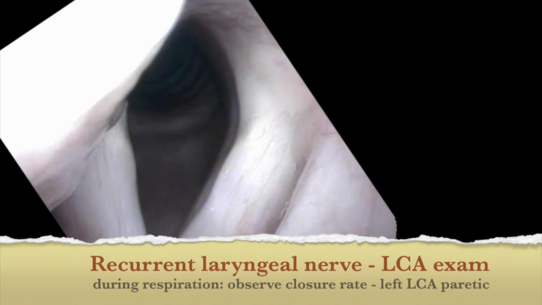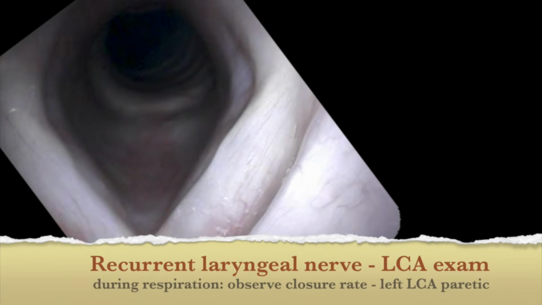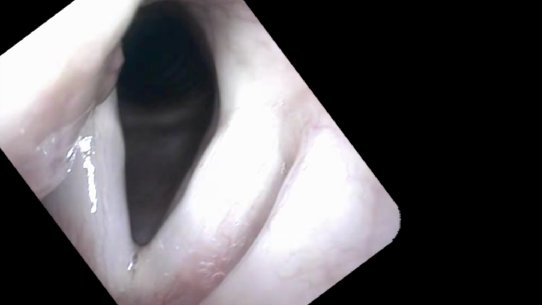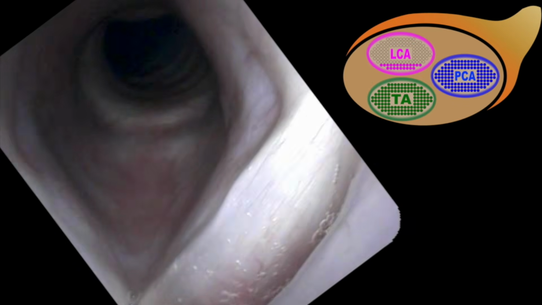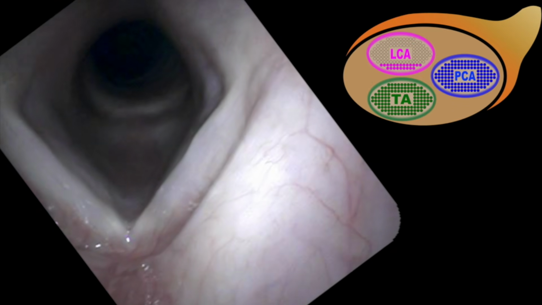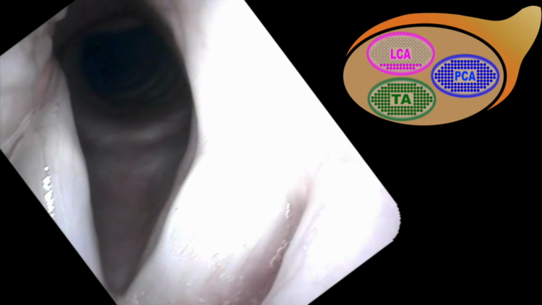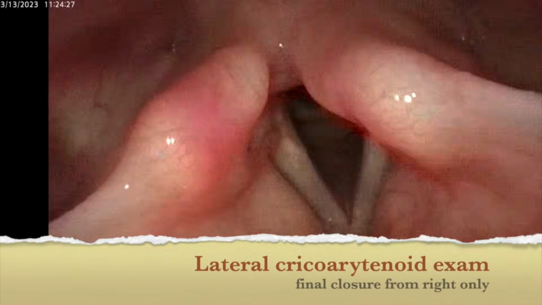And we'll watch the same person here during respiration, and I think sometimes it's even more apparent because there's less stimulation from the nerve here, and we can see the difference in closure during expiration. This is a very weak lateral cricoarytenoid muscle. Let's do one more example here.